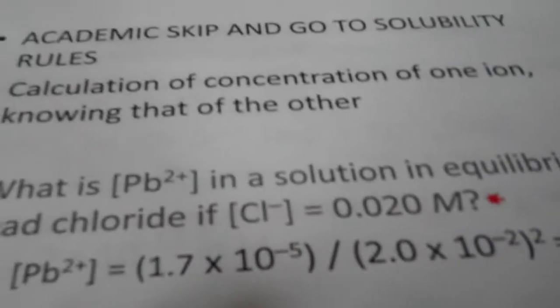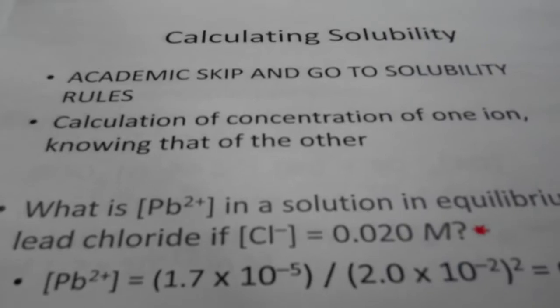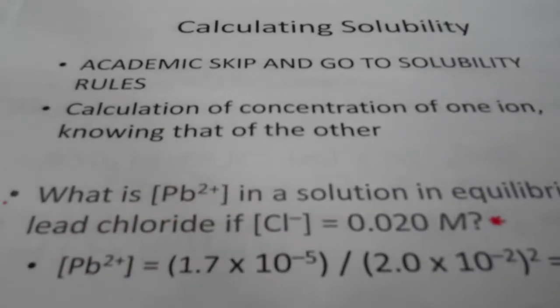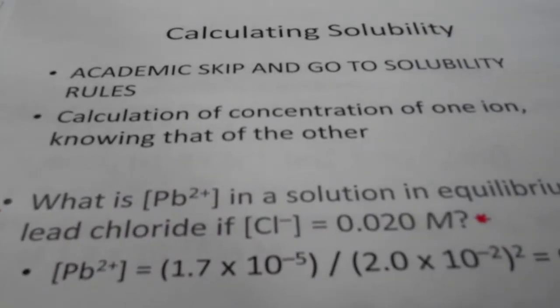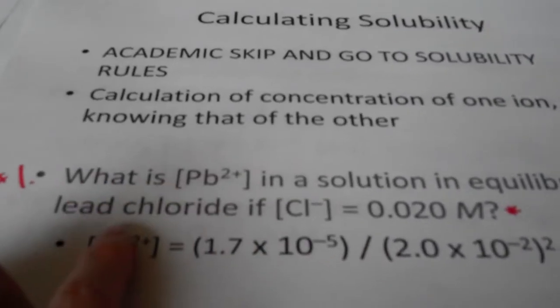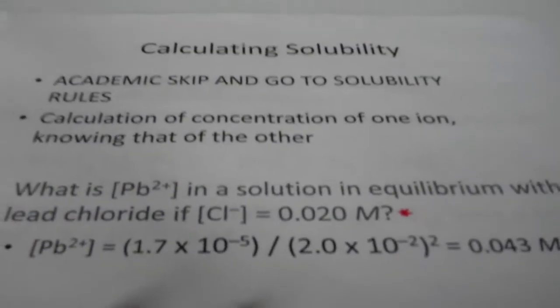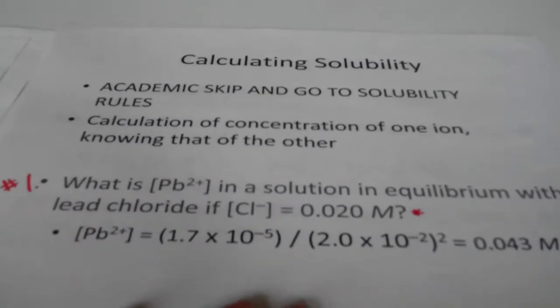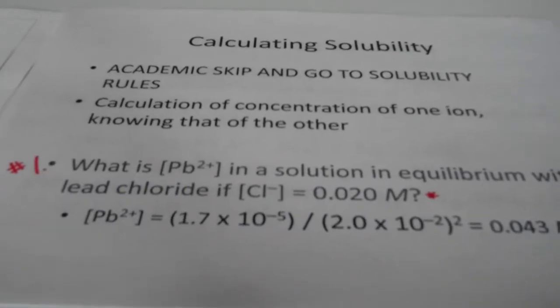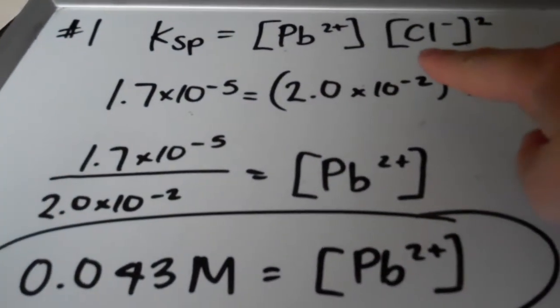So let's go ahead and try a problem. If you're from an academic class, you guys can stop if you're listening. But if you're not honors, most of you guys just keep listening. So how can you calculate the concentration of an ion knowing the Ksp? What is the concentration of lead in a solution in equilibrium with lead chloride, and it gives us lead chloride's Ksp. So let's look at this a little bit longer. So we have our Ksp equals the concentration of lead times the concentration of chloride.